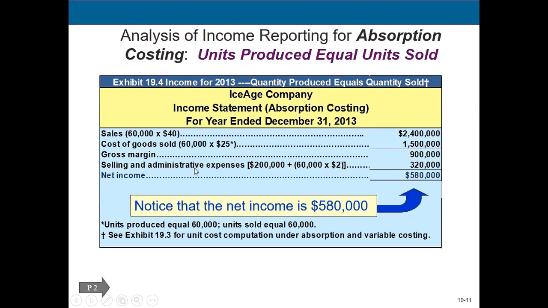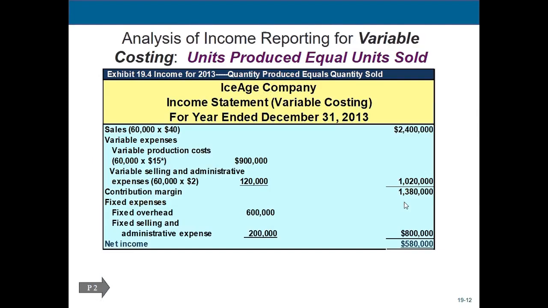Then we take out our selling and administrative expenses. They gave us data on that. It was fixed admin expenses of $200,000, selling expenses of $2 a unit, so $320,000. We have a net income of $580,000. Okay, that's under absorption costing. Again, we produced exactly what we sold. And what I'm going to tell you right now ahead of time is that under variable costing, we should also get $580,000. At any point that you produce exactly what you sell, absorption costing and variable costing is going to have absolutely no difference.